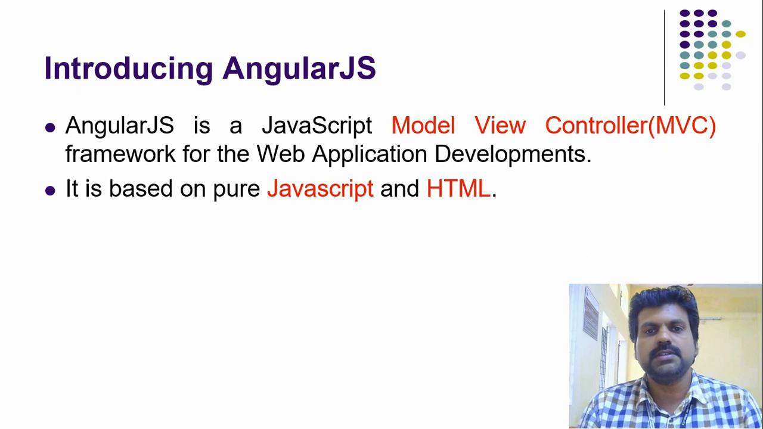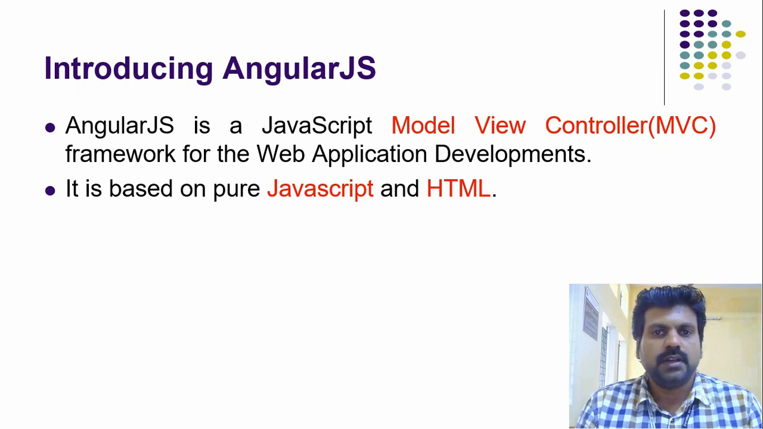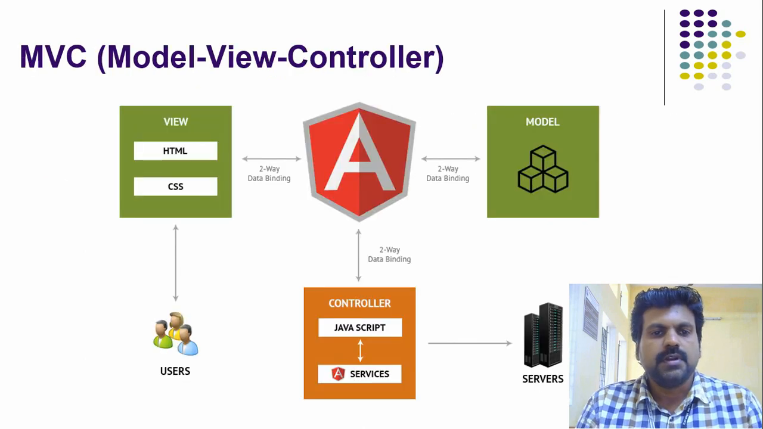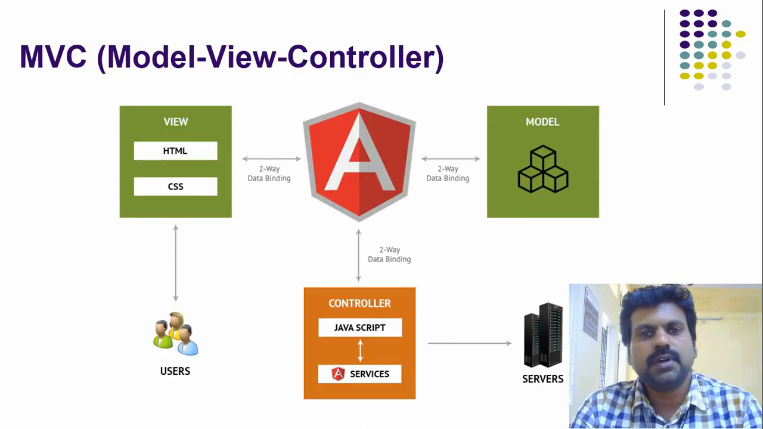So what does MVC mean? Model View Controller. Basically, it is used for developing web applications. And when you talk about AngularJS, the JS stands for JavaScript. So it is a JavaScript you have to integrate with HTML based website applications. And here, what is model view controller? That is a specialty of AngularJS.